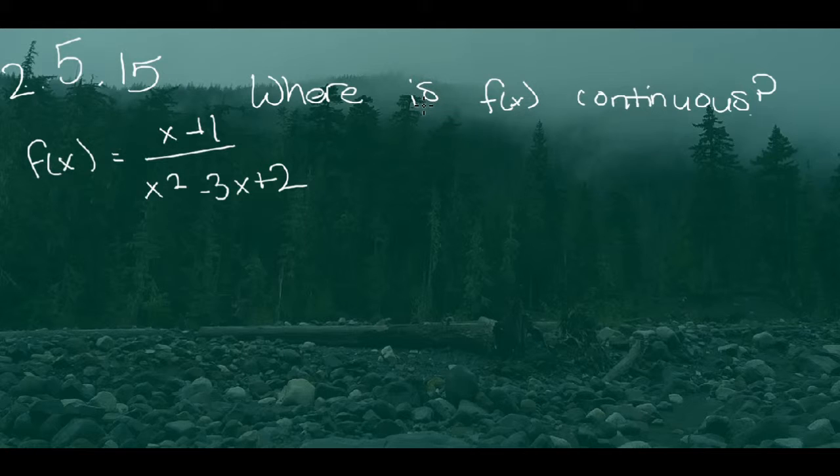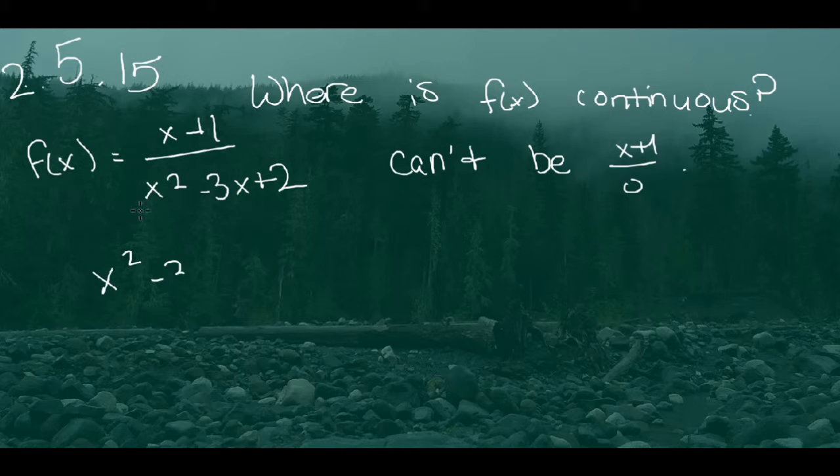Well, first off, we can notice that x plus 1 in the numerator, that's continuous everywhere, right? That's just a linear line, so that'll be continuous everywhere, so we don't really have to worry about that. And then we have to look at the denominator. That's also a polynomial, so that's going to be continuous. Just the denominator itself is going to be continuous everywhere.